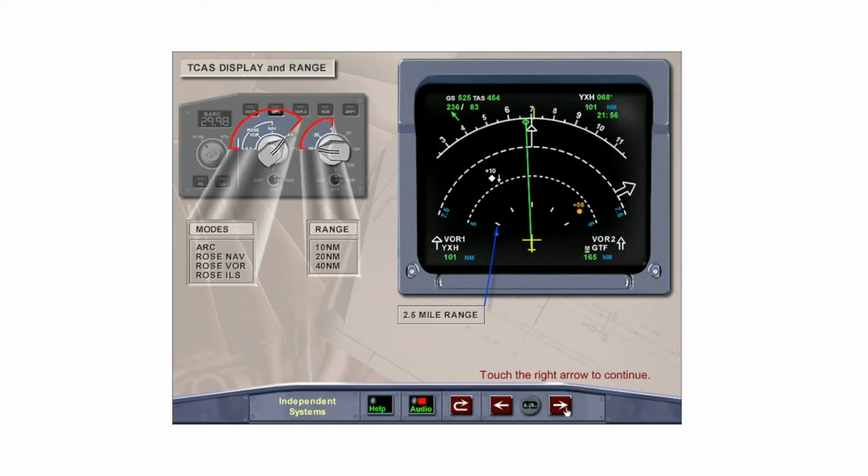The TCAS will only display the 8 most threatening intruders on the navigation displays. The traffic will be displayed in the ARC and all ROSE modes only within the 10, 20, and 40 nautical mile range selections. In the 10 and 20 mile range selection, a 2.5 mile range ring is displayed in white.